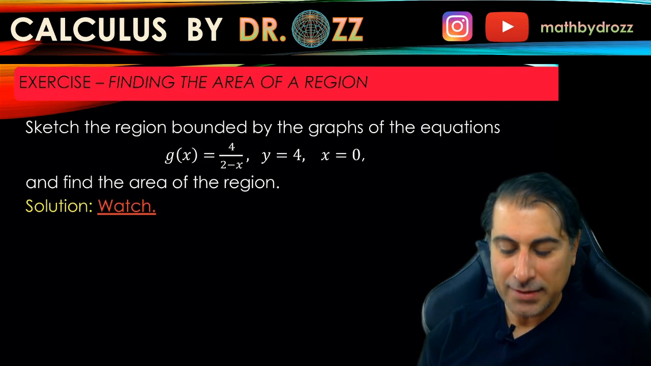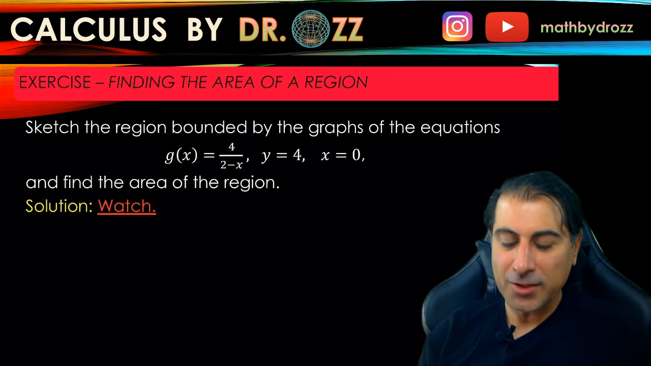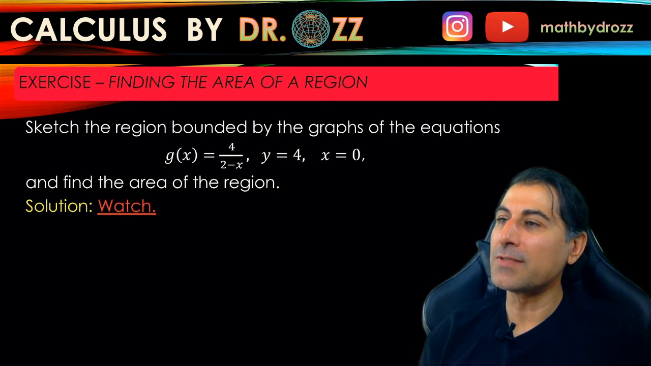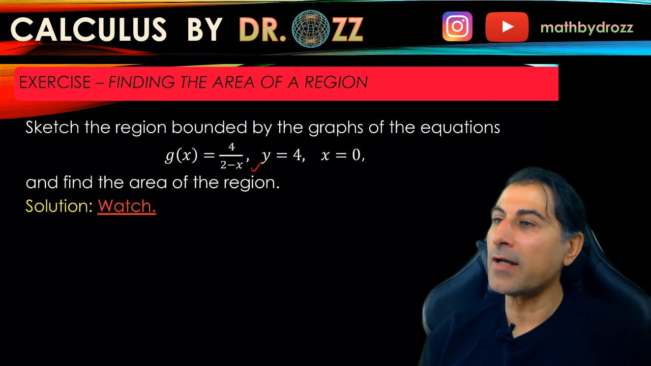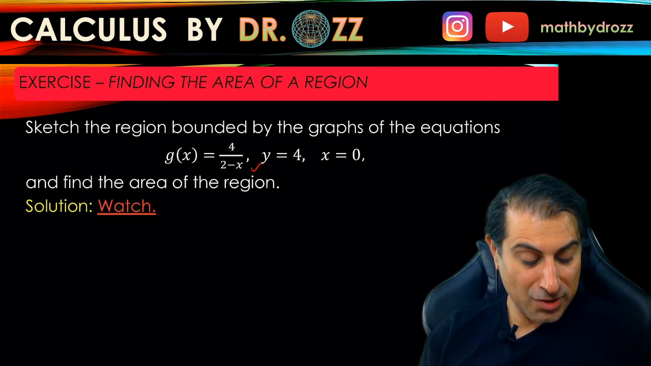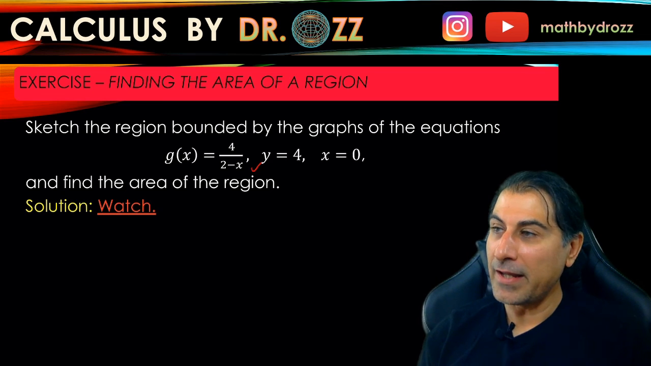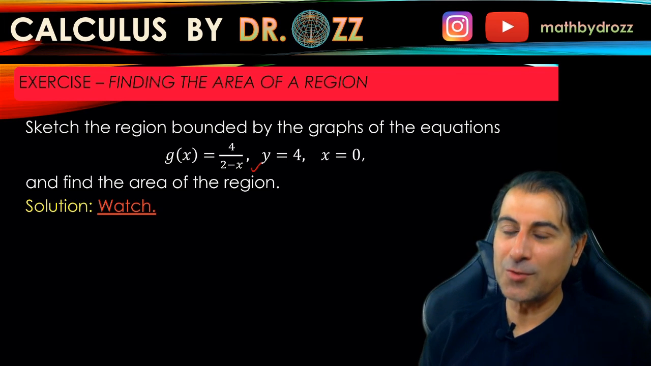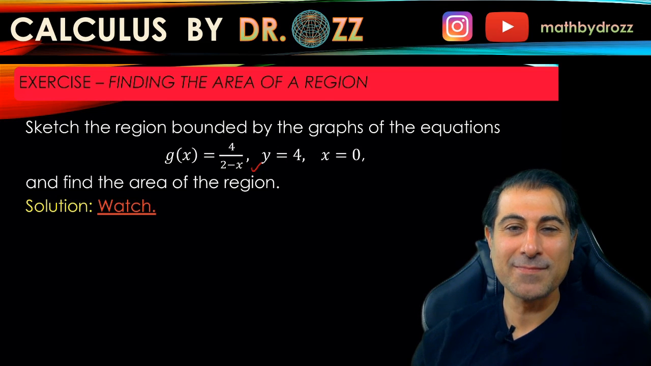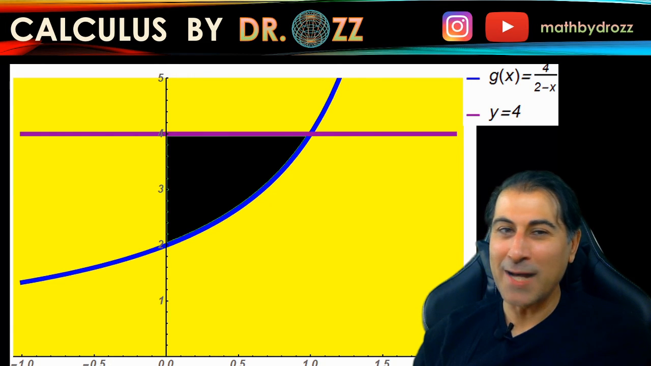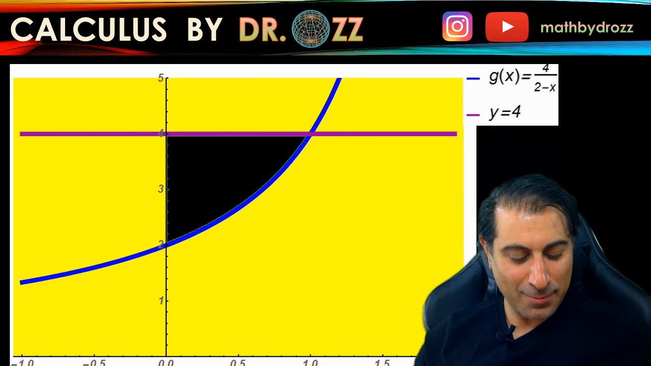And also the next question on the list is sketching the region bounded by the graphs of the equations. So you have a rational function to start with. You have y equals 4, x equals 0, and please watch the video to see what I'm going to do to solve this problem. And here's the region corresponding to this problem.